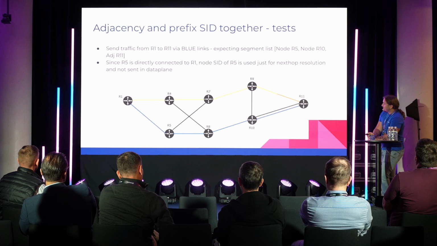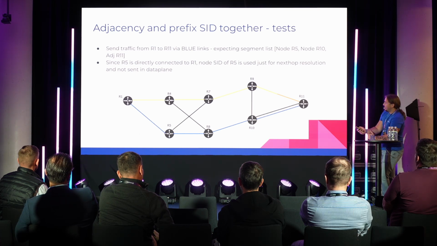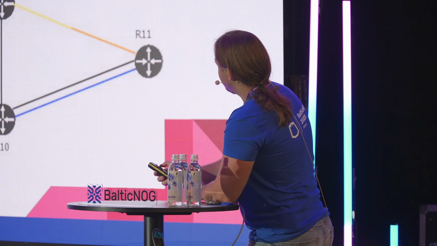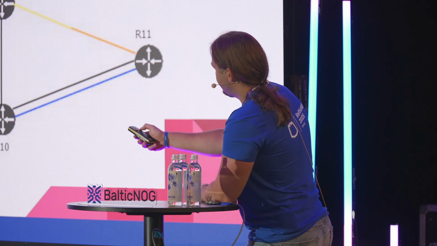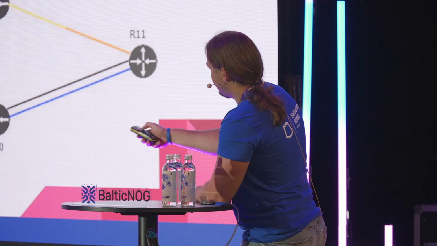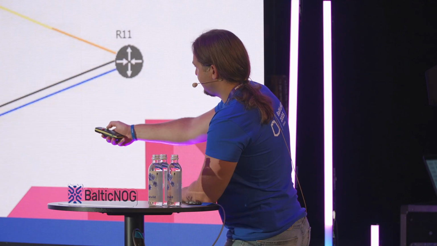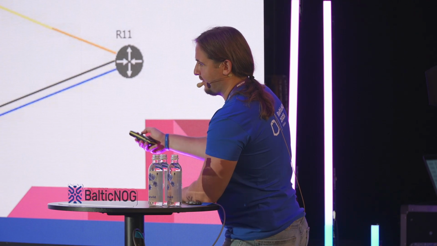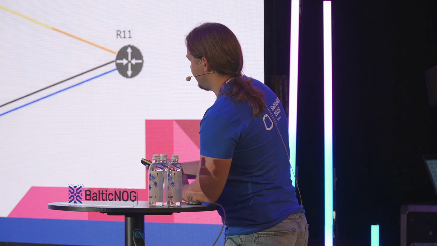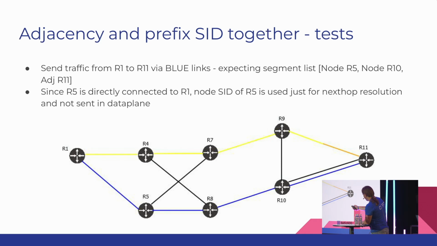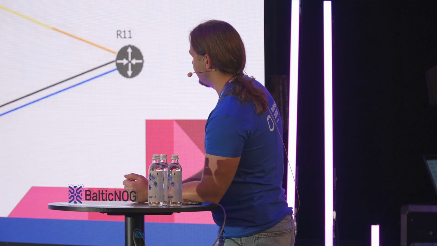And the goal is we'll see how different implementations will solve the problem of steering traffic over the blue path from R1 to R11. So the expectation is that it should go to R5, then R10, and then R11. Why we don't need to put R8 in the list? Because the shortest path from R5 to R10 will go through R8 anyway, so we don't need to add a label for R8. And because between R10 and R11 we have two links, and we want to steer over a specific one, we want to use adjacency SID.